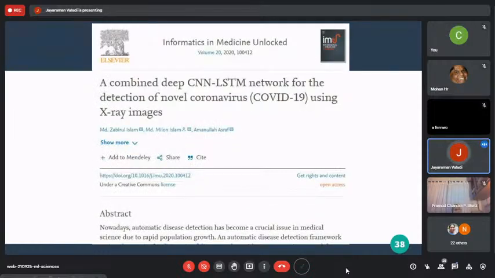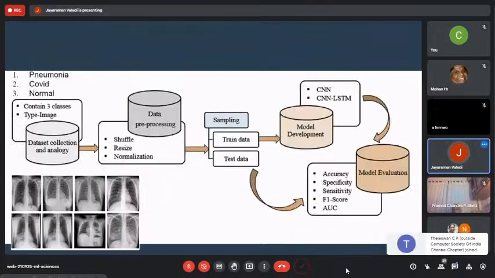In this paper, they've used X-ray images of COVID-19 with a combination of deep neural networks, both CNN and LSTM, for detection of coronavirus. So the input data consists of different sets of X-ray images. It contains 3 different classes of images: pneumonia, COVID, and normal images.